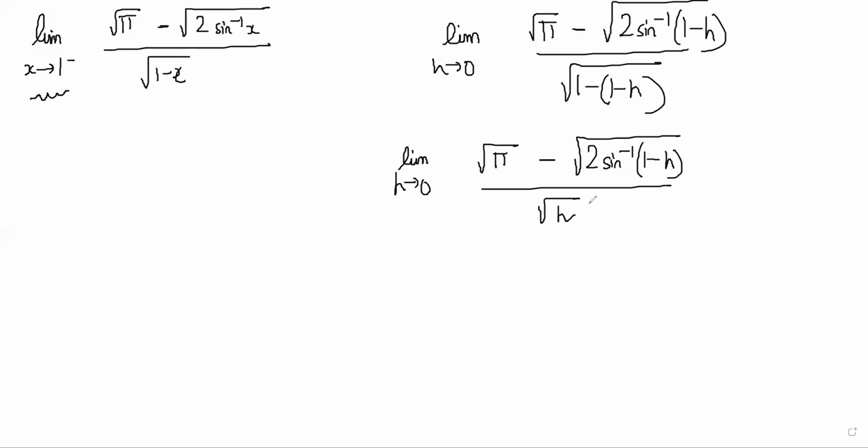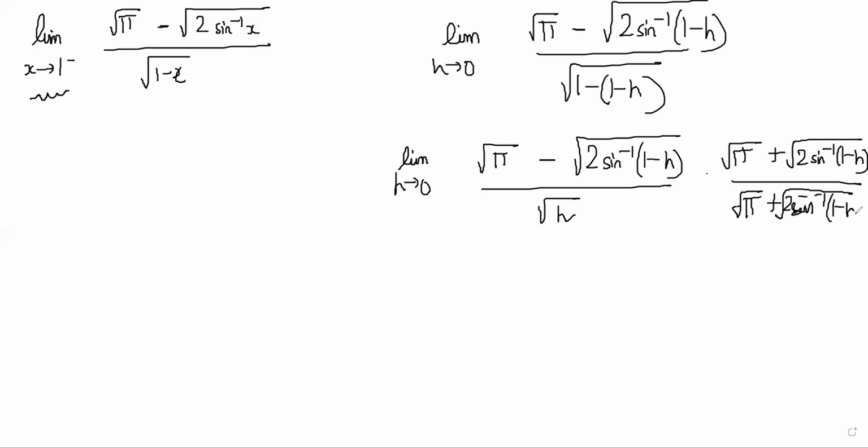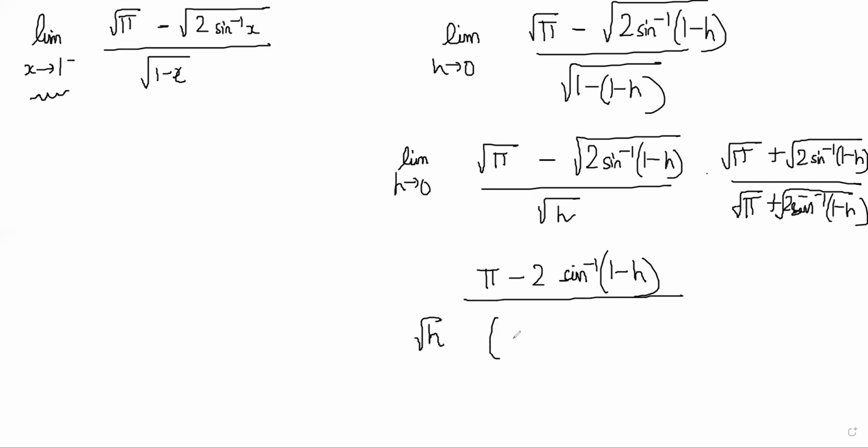But maybe it is better to just do something else. Don't do 0 by 0. What I will do is multiply to rationalize the top part: root pi plus root 2 sine inverse 1 minus h, divided by the same thing. So that makes the top part pi minus 2 sine inverse 1 minus h, by root h and root pi plus root 2 sine inverse 1 minus h.